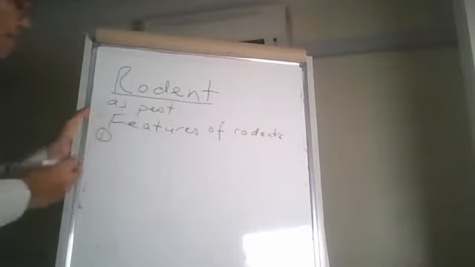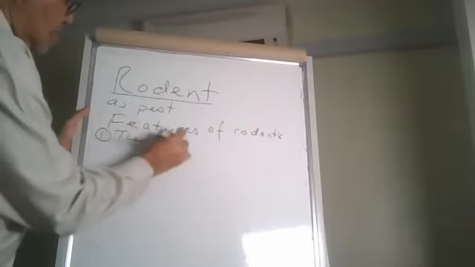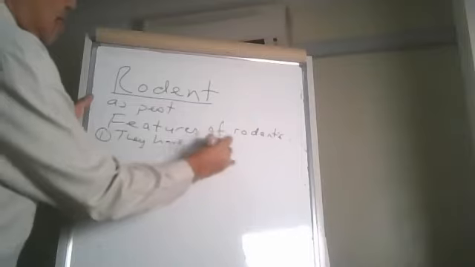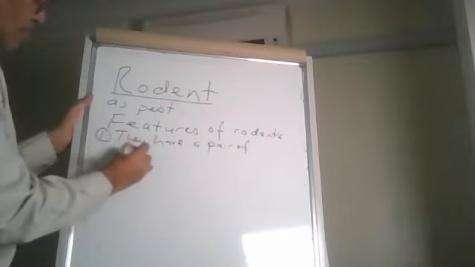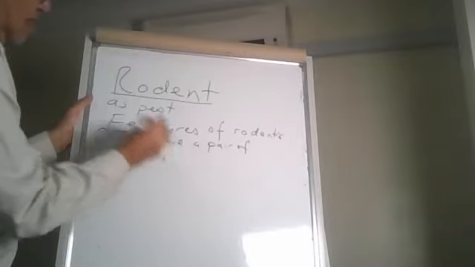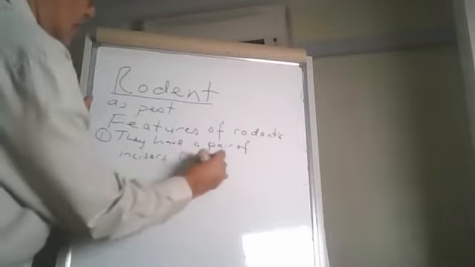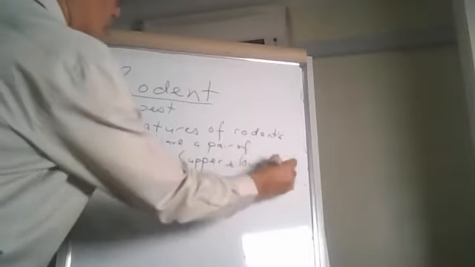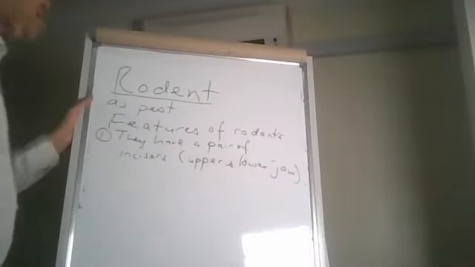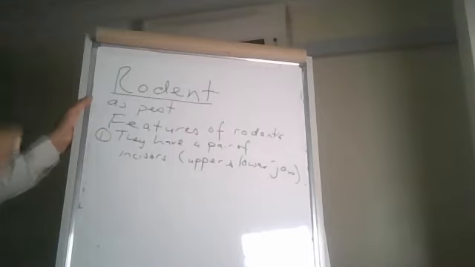Number one, they have a pair of incisors on the upper and lower jaw. So incisors are gigi kacip. So they have two on the upper jaw, two on the lower jaw.